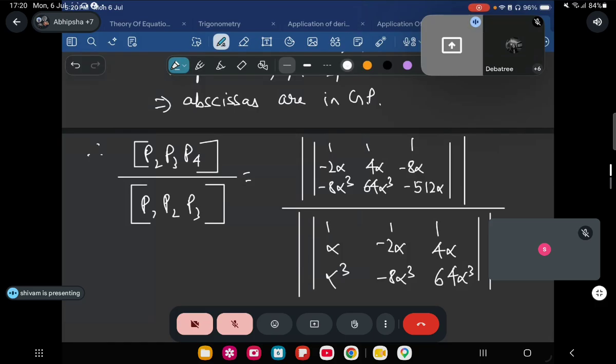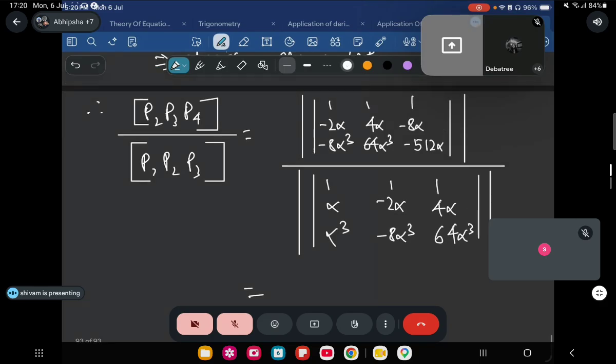Just have to take something common. If you take minus 2 common from the second row and minus 8 common from the third row, what are you getting? Minus 2 into minus 8, right? Mod of determinant 1, 1, 1, alpha, minus 2 alpha, 4 alpha, and alpha cube, minus 8 alpha cube, 64 alpha cube. Right, tell me. And the same thing is there in the denominator as well.